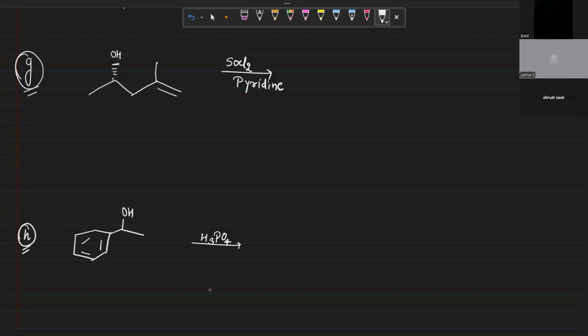Okay, so let's start. We're starting with the F. Up to F we discussed in the organic reaction. Now we start with G. Now you will do this G question.